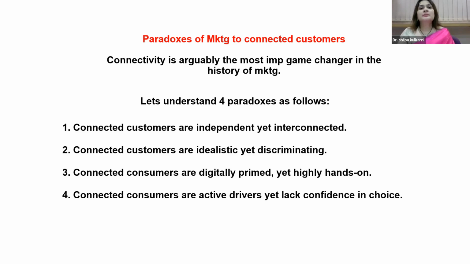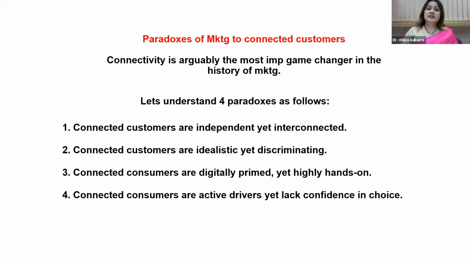Second, connected customers are idealistic yet discriminating. How? There is a transparency between brands and consumers due to social media. Sometimes customers are increasingly skeptical about brands' authenticity. They are quick to spot mismatches between brands' claimed values and actual use benefits, right? The brand has promised me these values, these results, but actually it's not giving me that. So they are quick nowadays to spot what mismatches are there. So it is very important to have authenticity. Customers are becoming skeptical of brands' authenticity because of this, and they are quick to spot the mismatches between the brand's claimed values and actual use benefits.